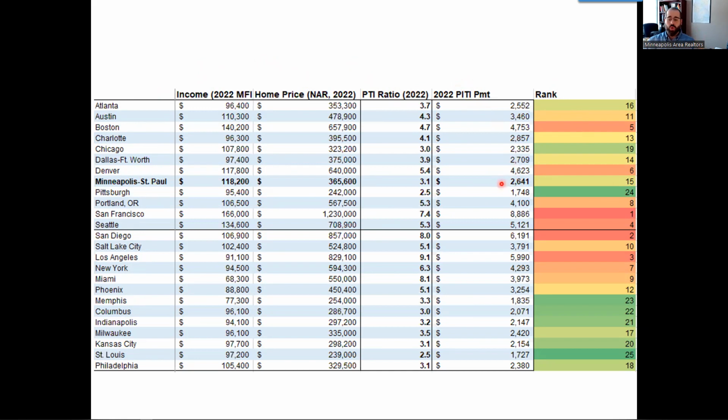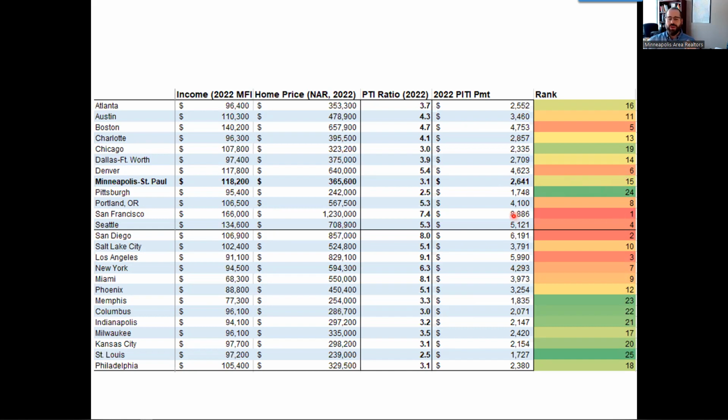So here we are, $2,600 a month for the median priced home. That puts us in 15th place out of 25 metros. So 13 out of 26 would be right in the middle. We're pretty much right smack dab in the middle. So maybe we're not so bad.